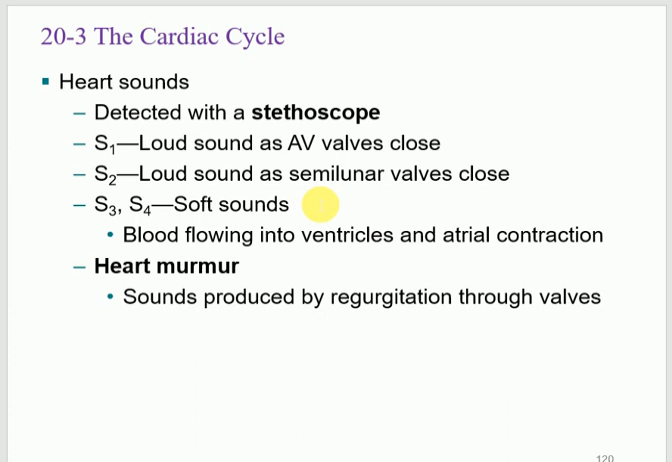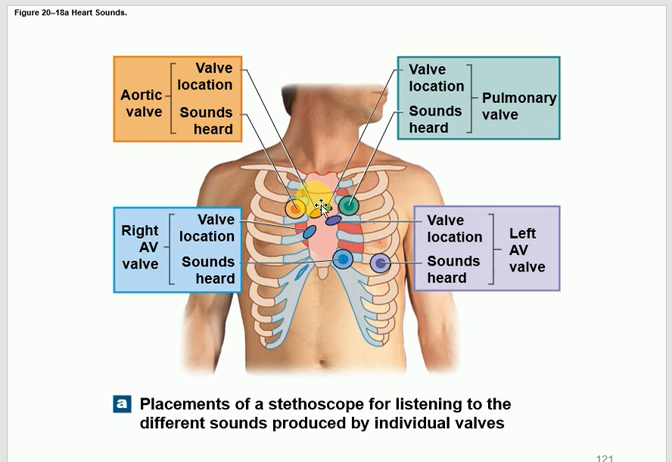Here is where we put it. Look at this. This is for the aortic, second right intercostal. This is for the pulmonary, second left intercostal. This is for the right AV valve. This is for the left AV valve. This is at the bottom of the sternum, very right beside the sternum.